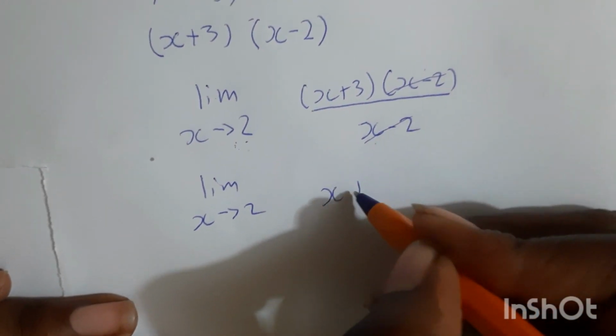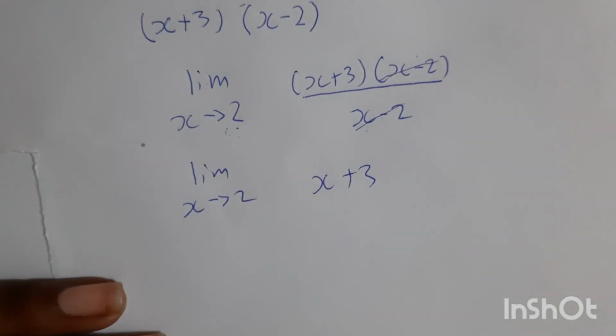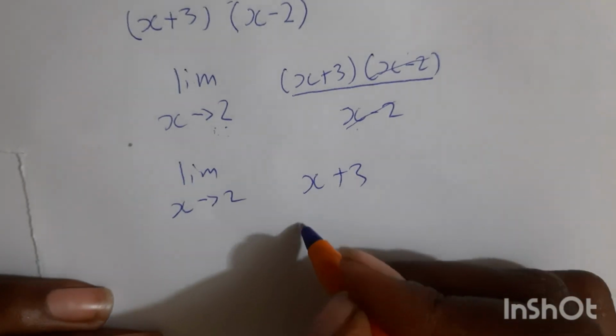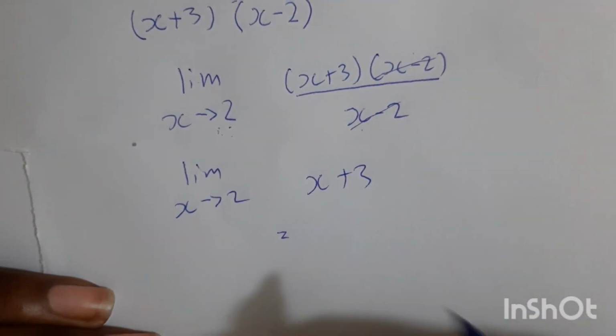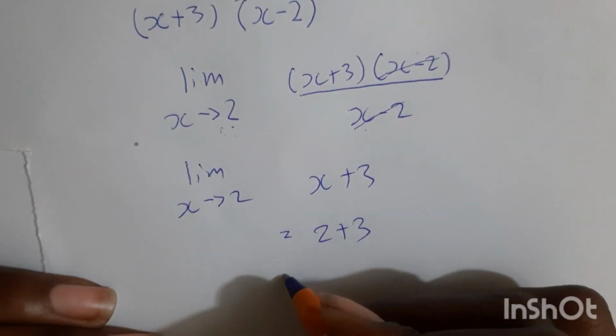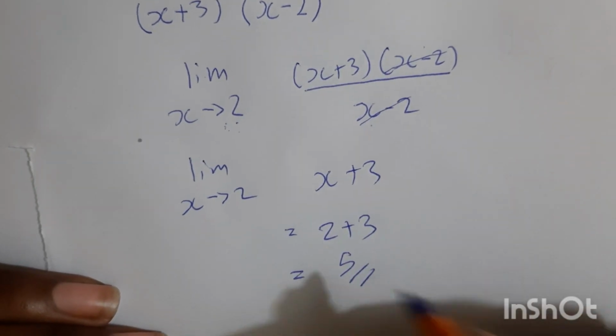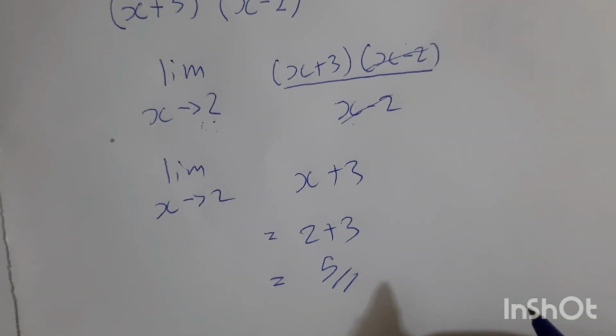of x plus 3. Now at this point, this is the simplified version of it all. So we're going to now replace x with 2. So 2 plus 3 will give you a 5. And that is the answer to this question.